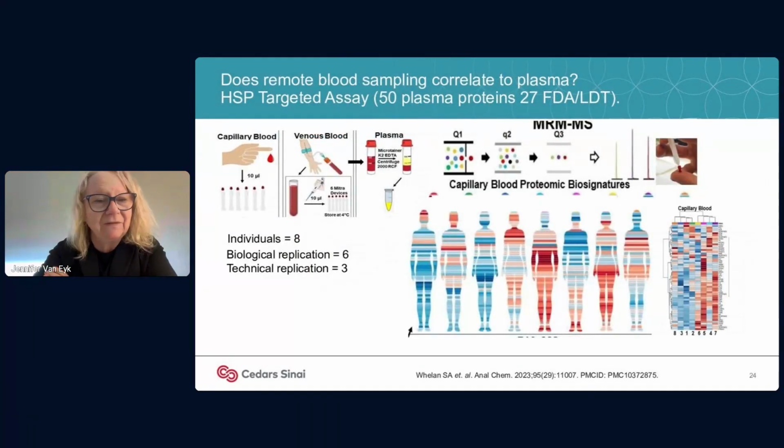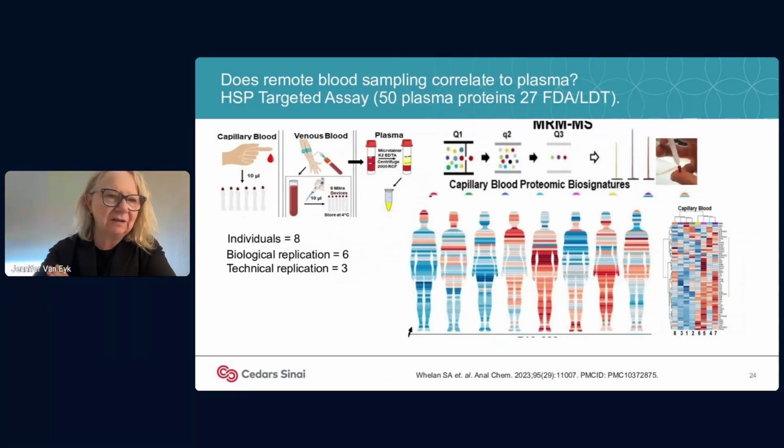So one of the other questions this raises is that that's great if you can use blood samples and remote sampling, but does it correlate to the more traditional plasma samples? And so we've done a number of studies to do that comparison. And this one's been published where we did 8 individuals and we were doing different types of blood collection. So using remote devices versus venous versus collecting plasma and then using blood or plasma. And then we analyzed it multiple different ways.